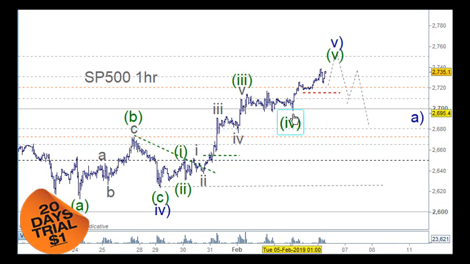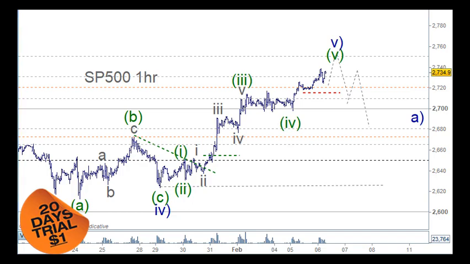So now from this wave 4 here and the move up, we're looking at this here as wave 1, wave 2 here, wave 3, 4 and 5 here. So we can move up higher towards the 2750 area here.